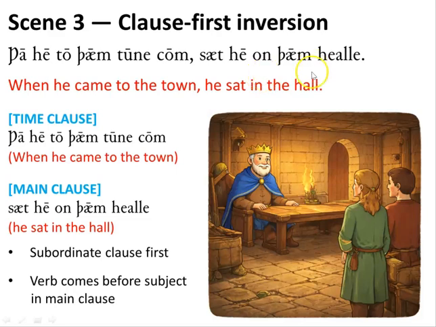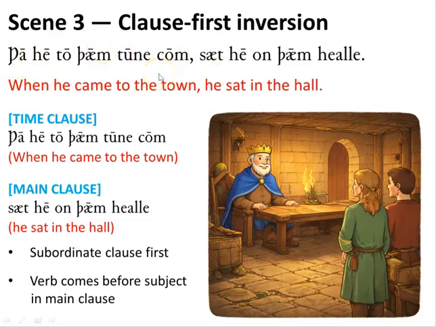So if you were to write this normally, you might say he sat, the conjugated verb, third person singular, past tense, on tham hele, tha he to tham tuna kom, okay? So this is really a subordinate clause, but it's been taken from the rear here and placed at the front. And that is done in order to emphasize the time aspect.